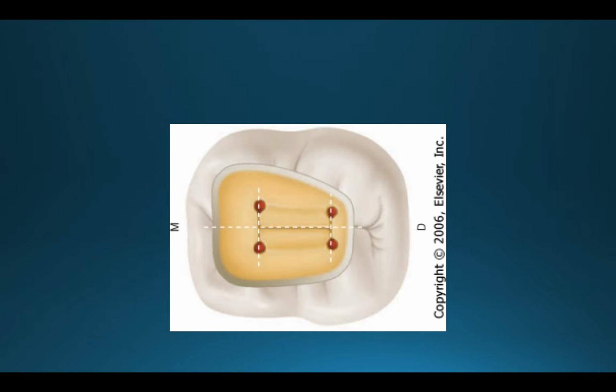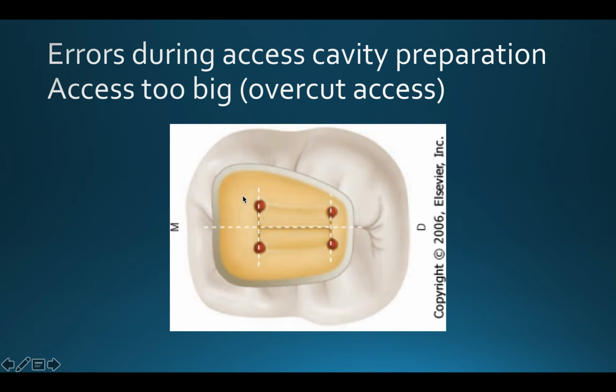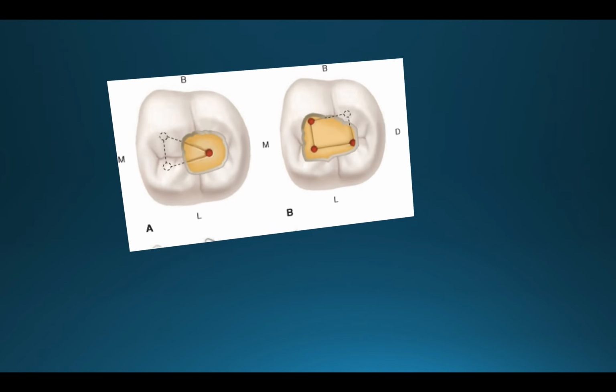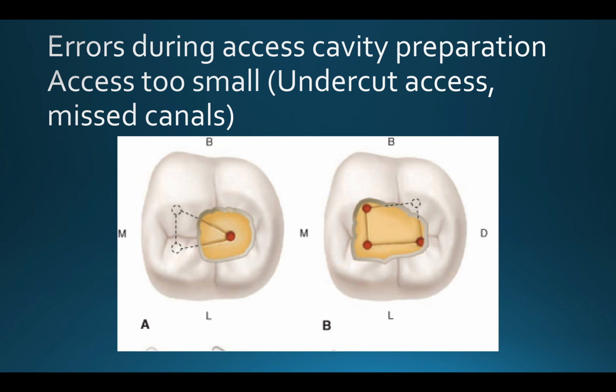From the laws of canal orifice locations, we remember that the canal orifices should be located on the line angles between the wall and the floor of the access cavity. In this case, you can see that the access cavity is overcut. It's large in size, larger than necessary, leading to weakening of the tooth structure and possible fracture in the future. This is the opposite. This is an undercut access leading to missing canals. And if we fail to clean these canals, obviously the root canal treatment will fail.